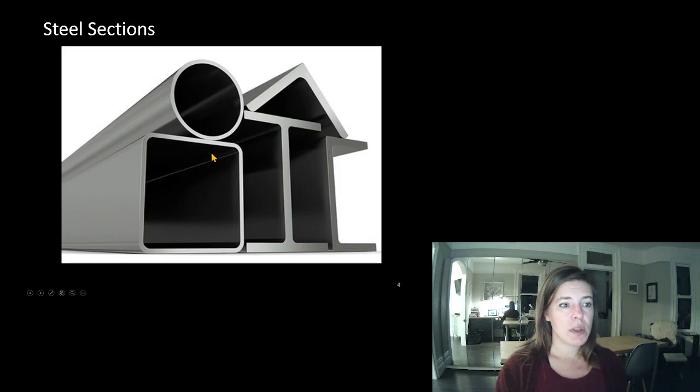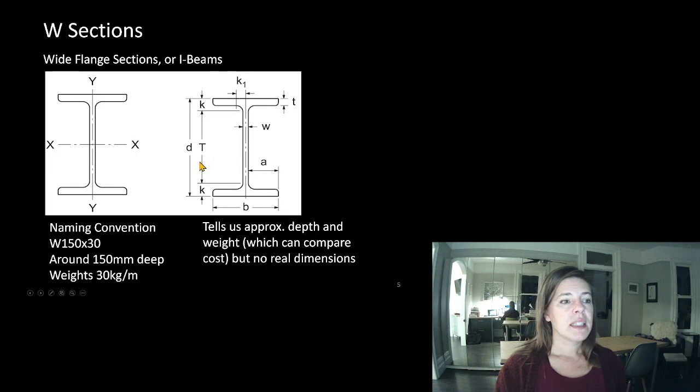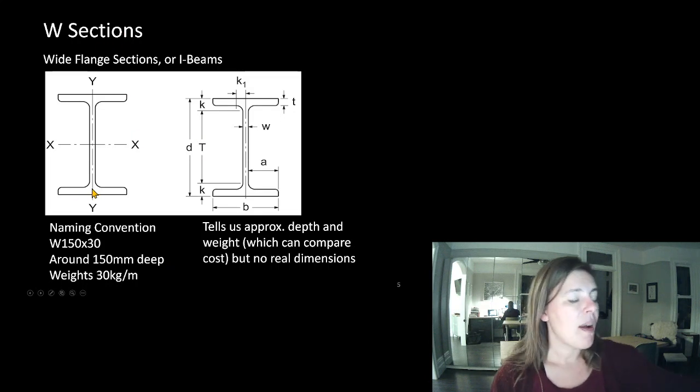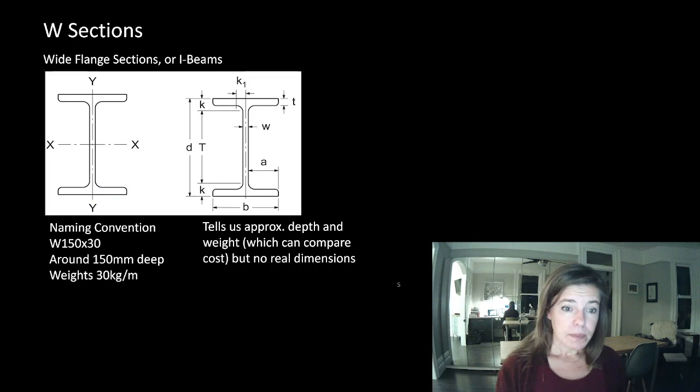So you can see a cool little image here of a few different types of steel sections. So W sections. W sections you would think we would call eye sections, because look at that, they look just like eyes.